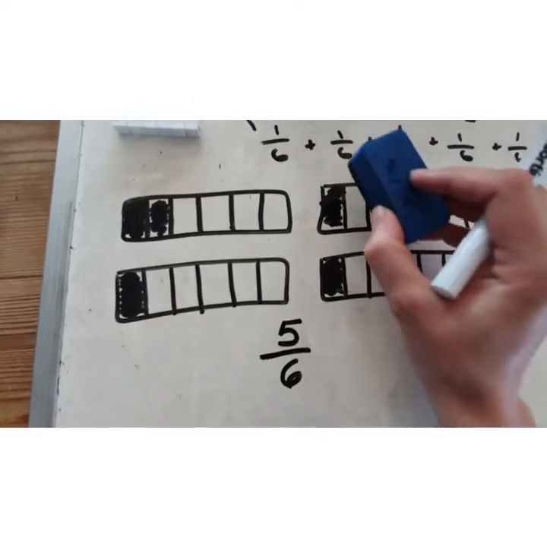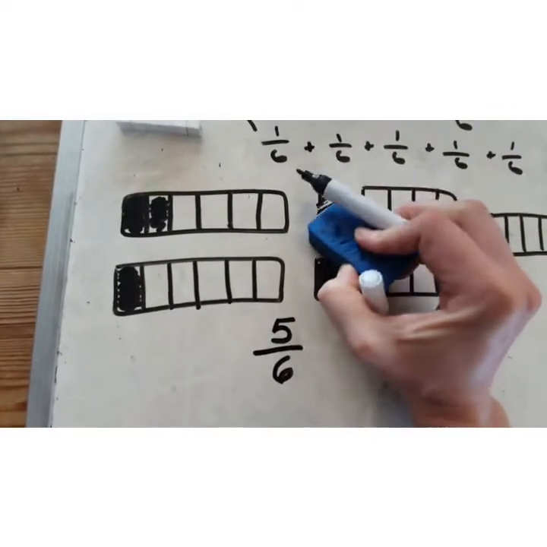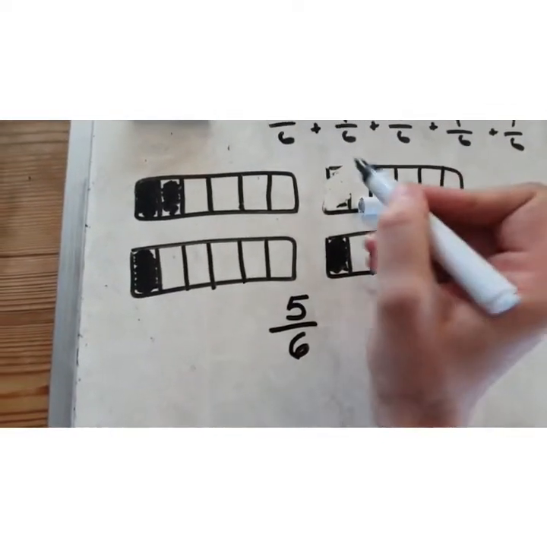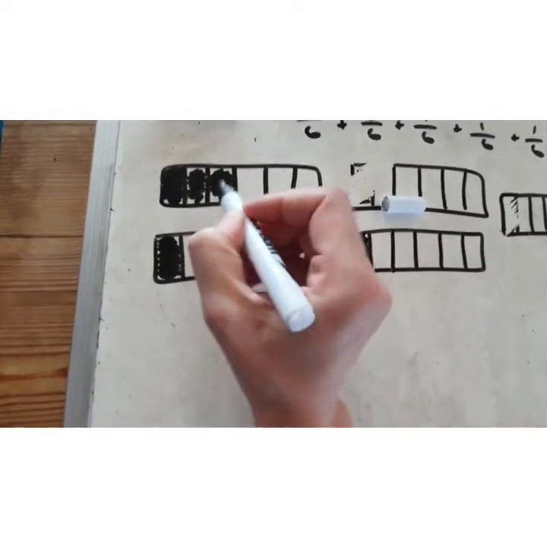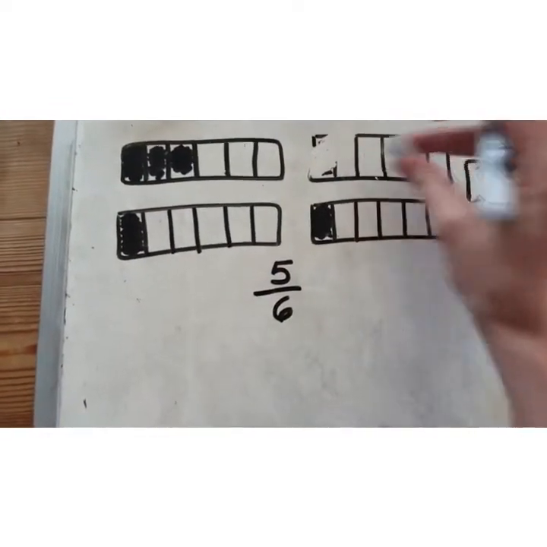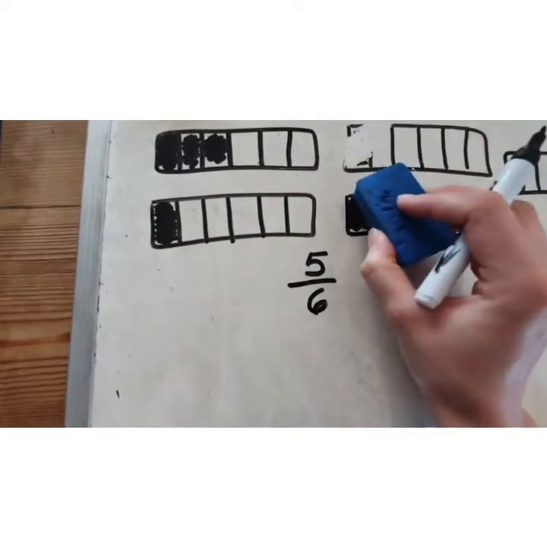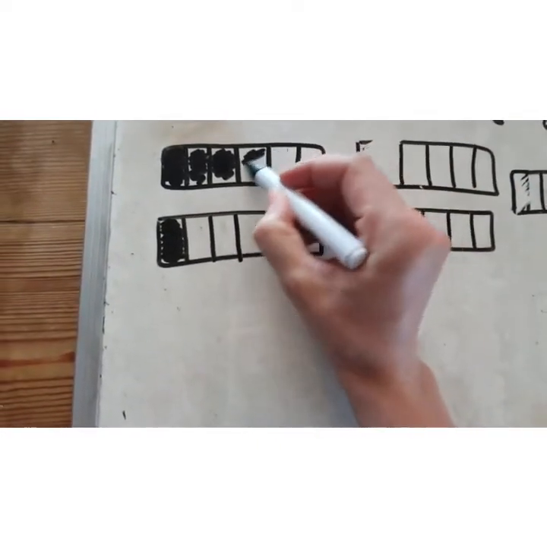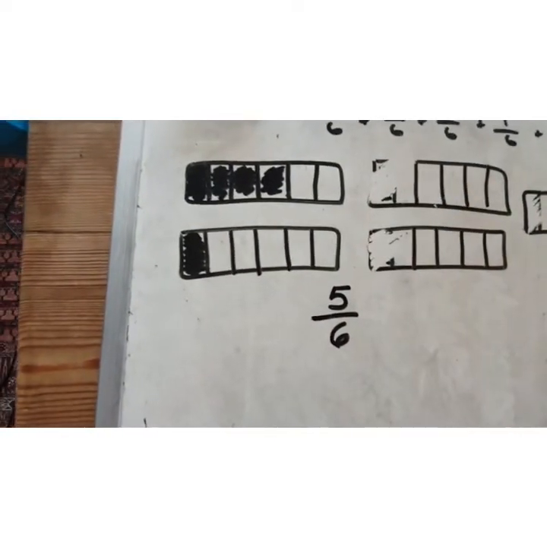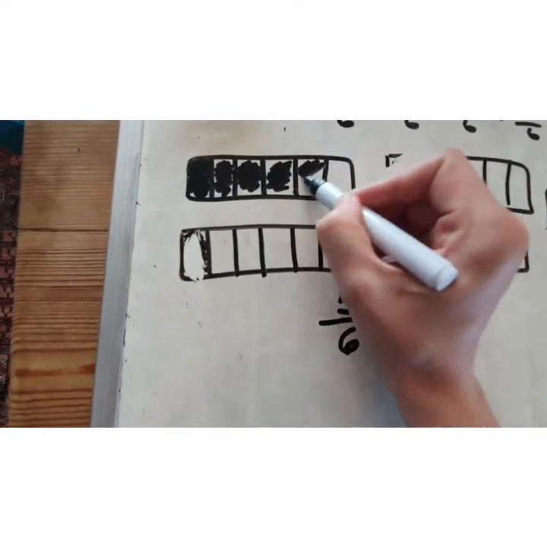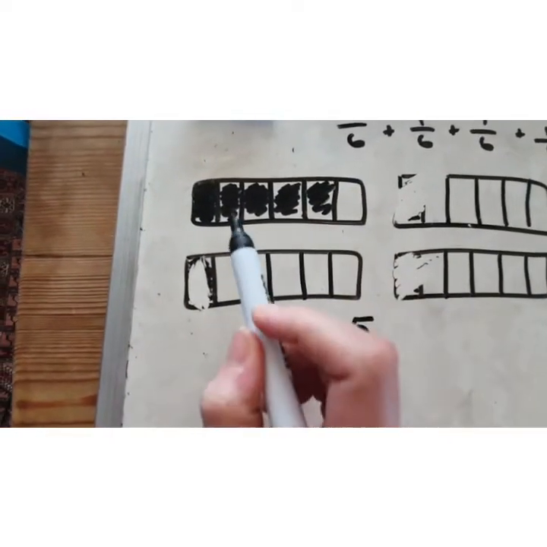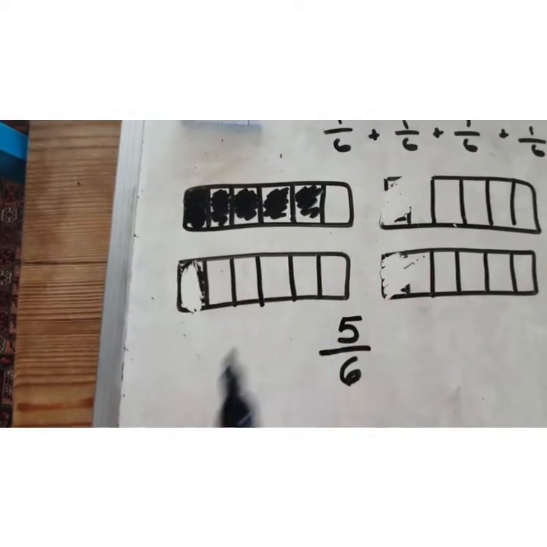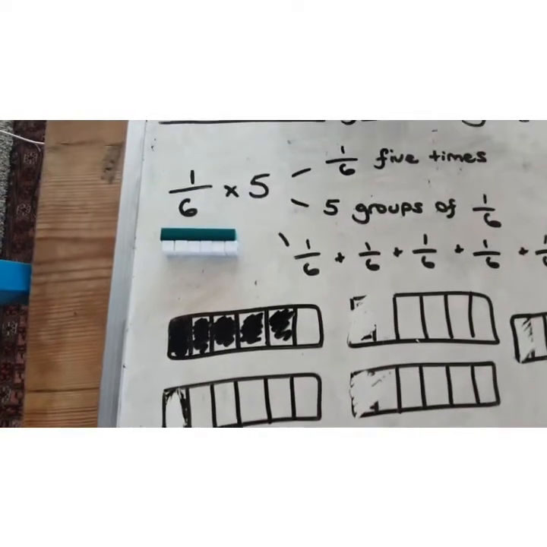Now, if I was to rub out this one, and rather than colour in this one, I'm going to colour in this one, I've still got 1, 2, 3, 4, 5 sixths coloured in. I've just changed the boxes. Let's take this one and colour in this one instead. And you've guessed it, if I take this one and colour in this one instead, you can see that I've coloured in 5 out of my 6 boxes. So the answer was 5 sixths.